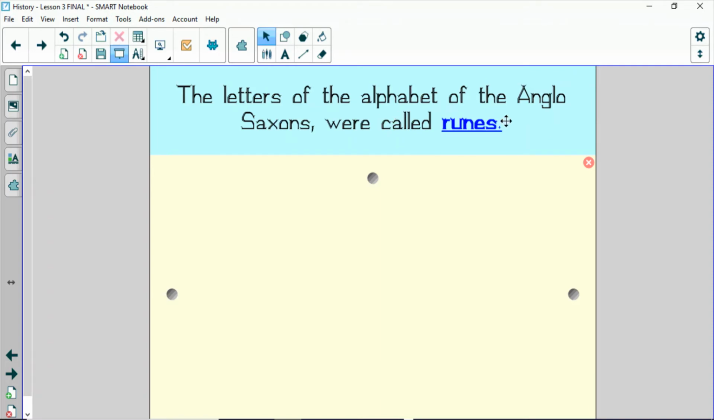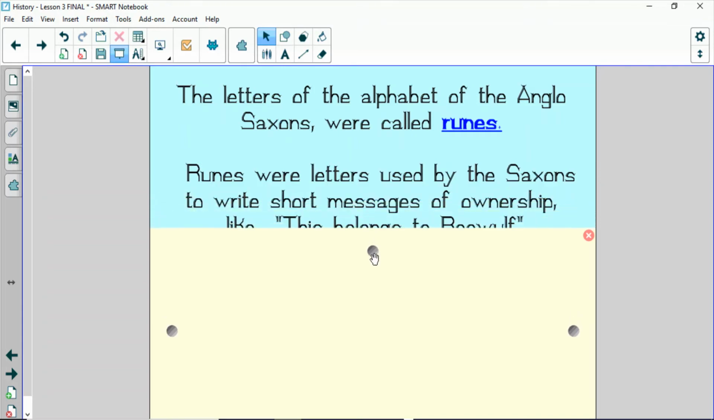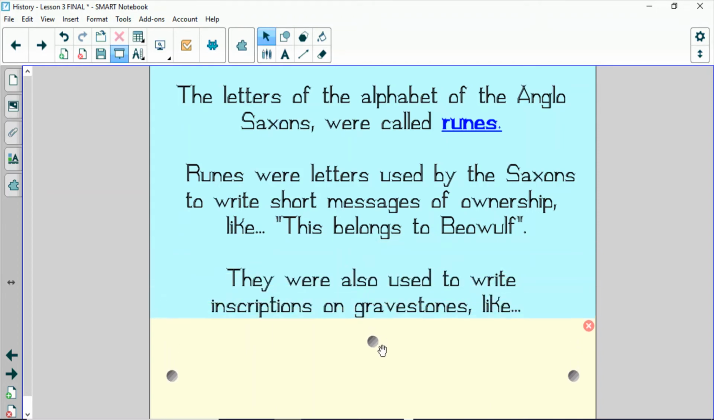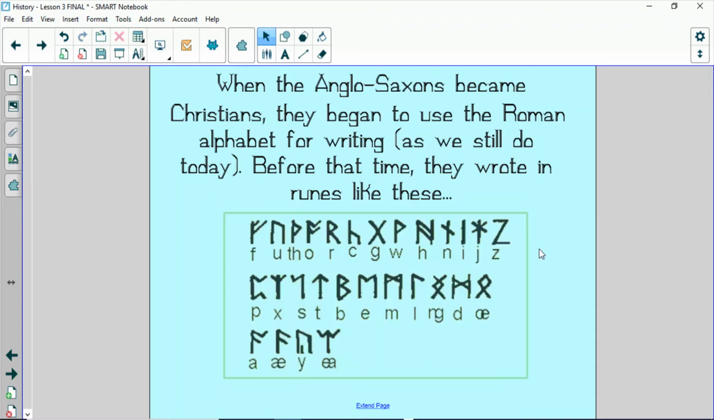The letters of the alphabet of the Anglo-Saxons were called runes. Runes were letters used by the Saxons to write short messages of ownership, like, this belongs to Beowulf. They were also used to write inscriptions on gravestones, like, here lies Alfred. When the Anglo-Saxons became Christians, they began to use the Roman alphabet for writing, which we still do today. But before that time, they wrote in runes, which look a little bit like this.